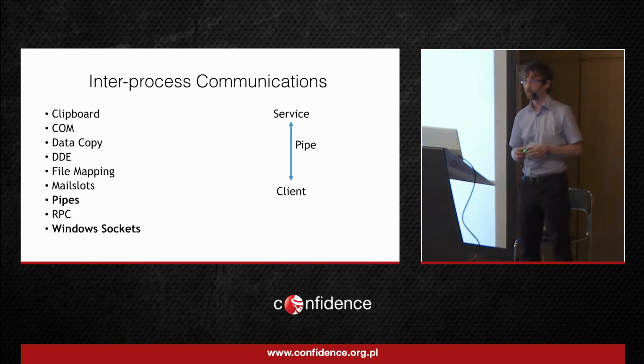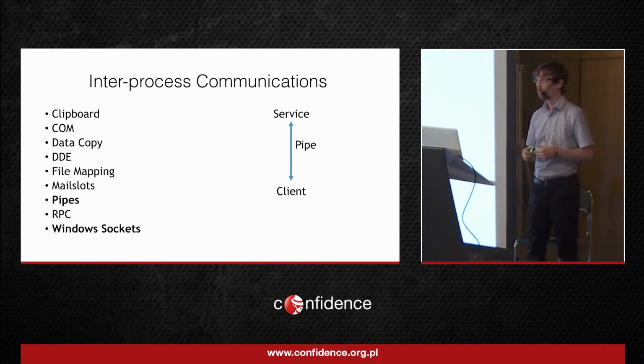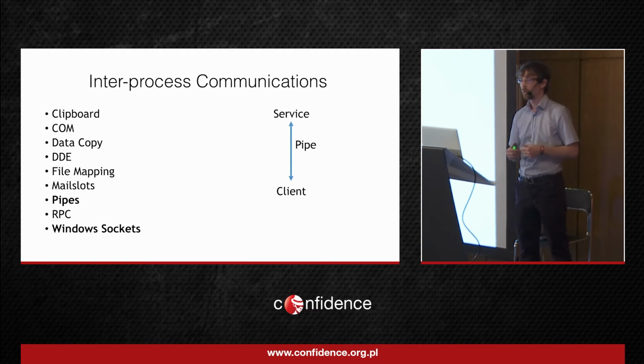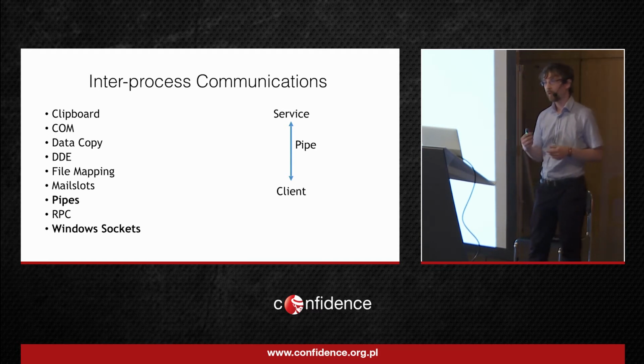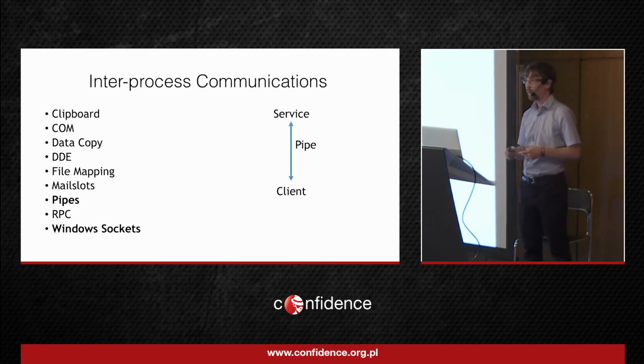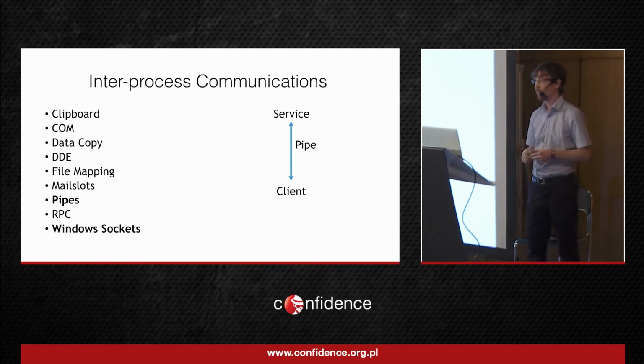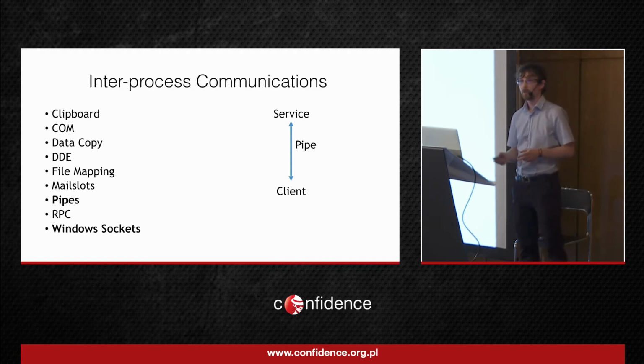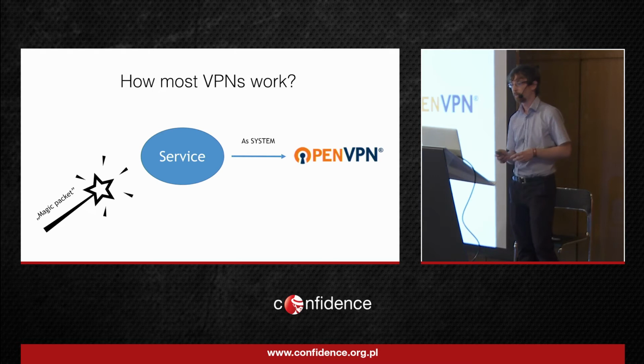So as I said before, services do not have a graphical interface. So we need to somehow communicate with the service. And on Windows, there are several methods of inter-process communication. Today, I will be speaking mostly about pipes and sockets because they are the most important. So it's time for examples.